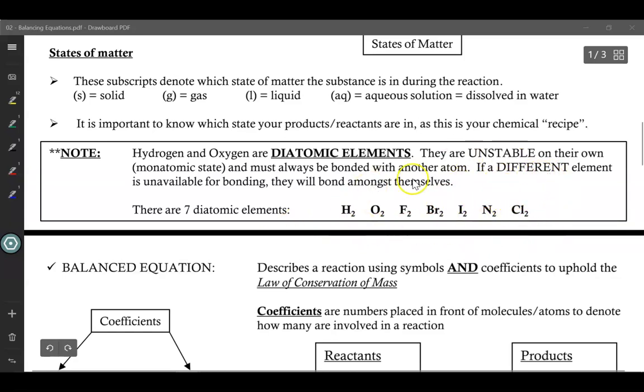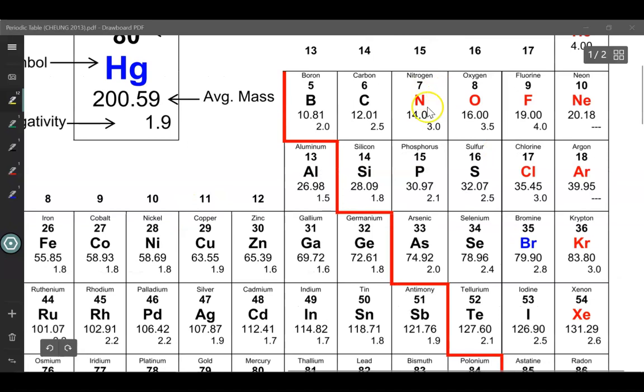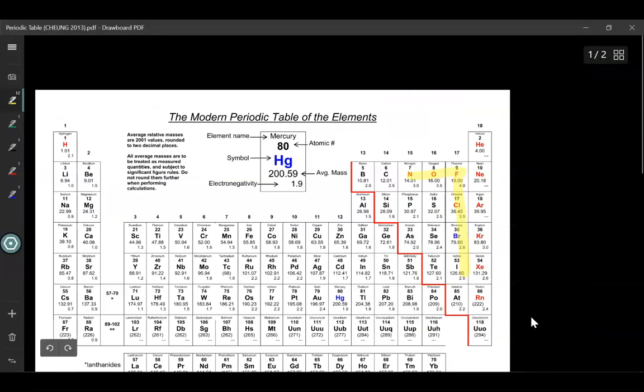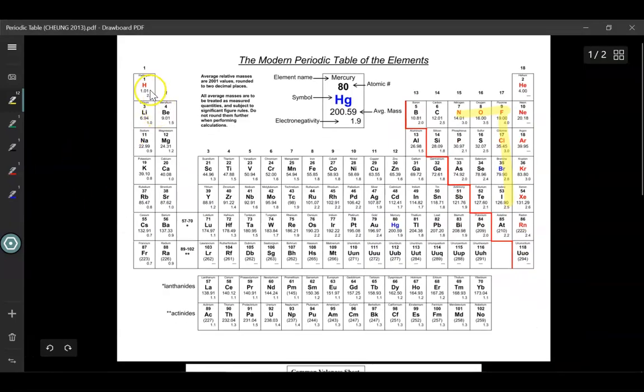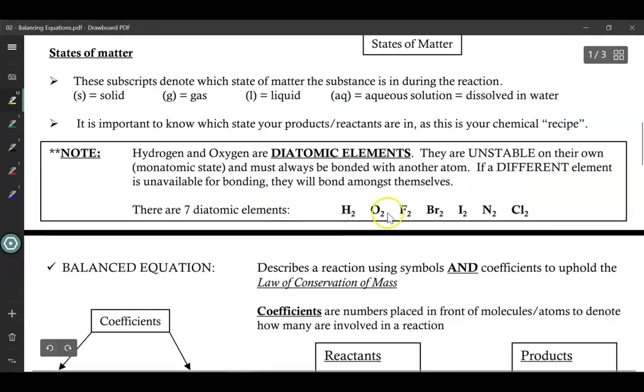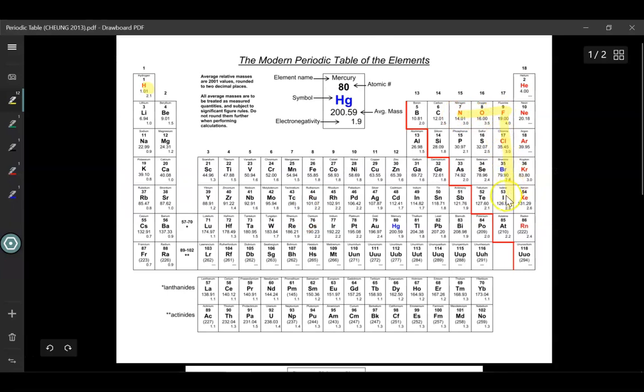To help you remember these 7 diatomic elements, there is a small trick you can use. Because there are 7 of them, starting with element number 7, nitrogen, they make a 7. So nitrogen, oxygen, fluorine, chlorine, bromine, iodine, they are all diatomic elements. But don't forget hydrogen as well. So there you have it, the 7 diatomic elements, making the number 7, starting from number 7.